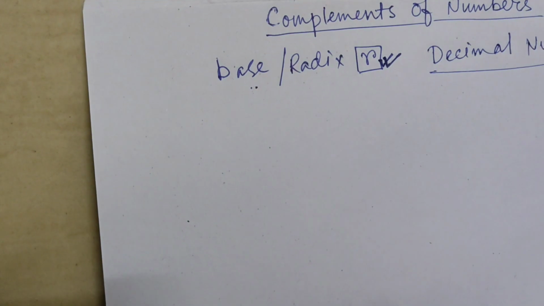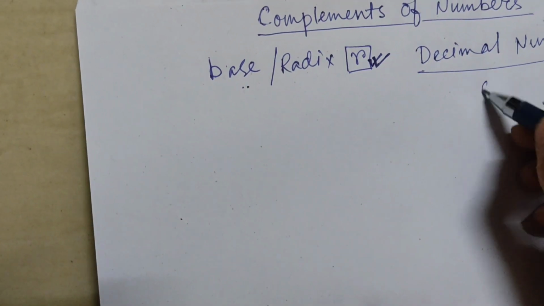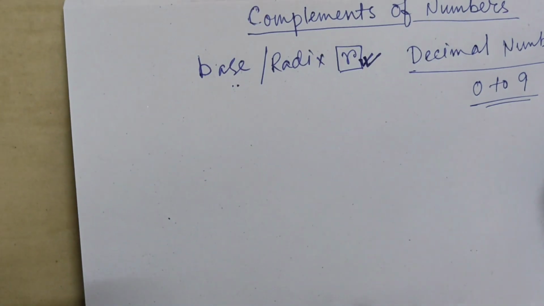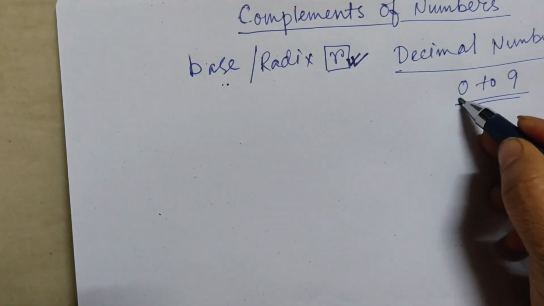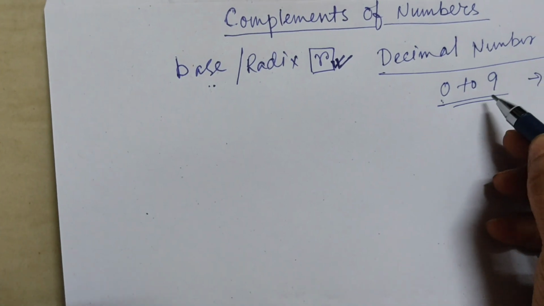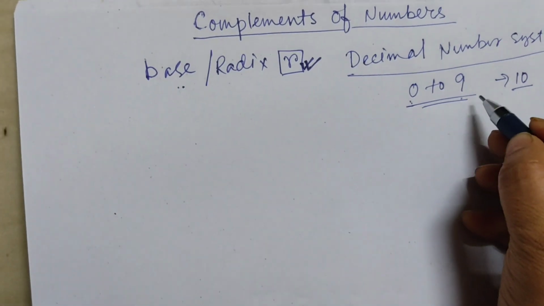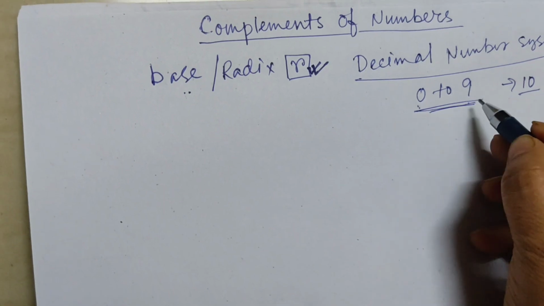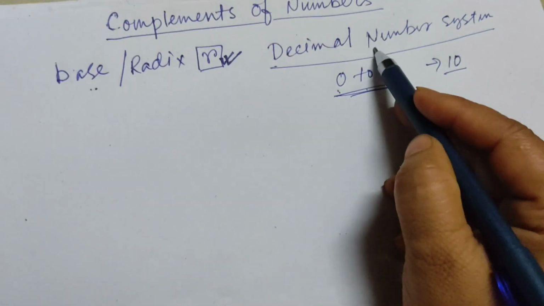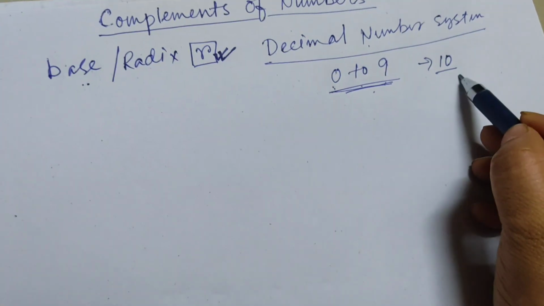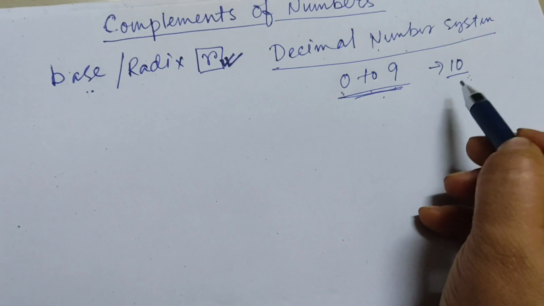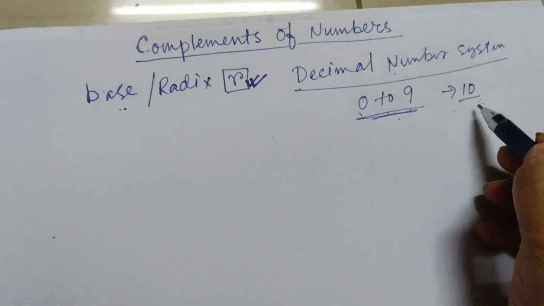In the decimal number system, the digits are 0 to 9. So how many digits are there? Here there are 10 digits from 0 to 9: 0, 1, 2, 3, 4, 5, 6, 7, 8, 9. These are the digits we can represent in the decimal number system. So there are 10 different numbers. So for the decimal number system, the radix or base is 10.